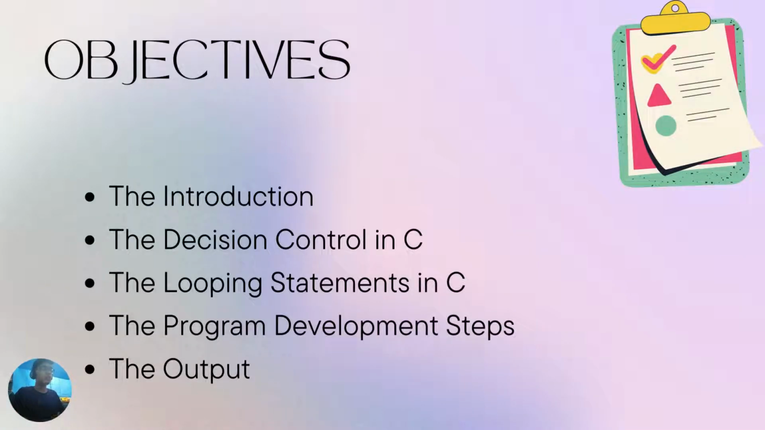So what are our objectives over here? First we will introduce ourselves to C, next decision control in C, looping statements in C, the program development steps, and the output. First we will cover the basic things present in the code so that we have prior knowledge of what we are actually doing. Then we will follow the well-established program development steps one by one to build the code and logic properly, to get minimal errors and a smoother execution. So let's start with the introduction.